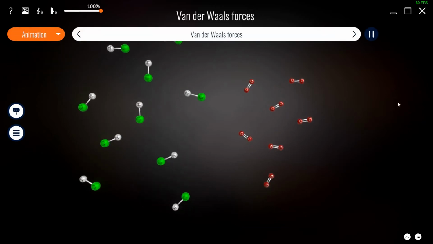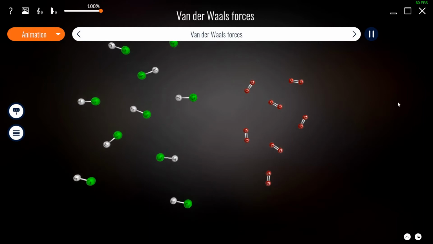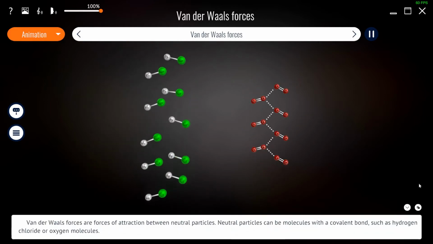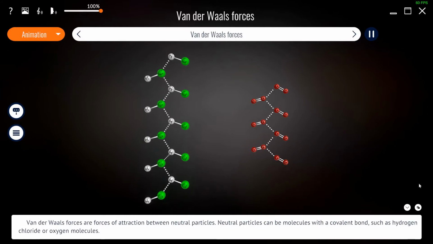Van der Waals forces are forces of attraction between neutral particles. Neutral particles can be molecules with a covalent bond, such as hydrogen chloride or oxygen molecules.